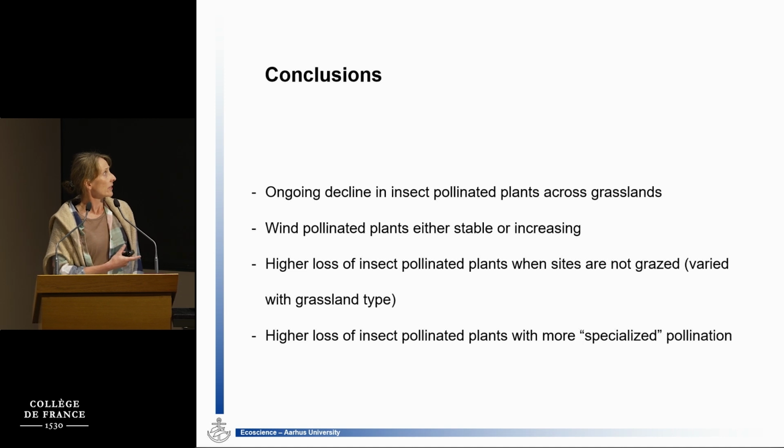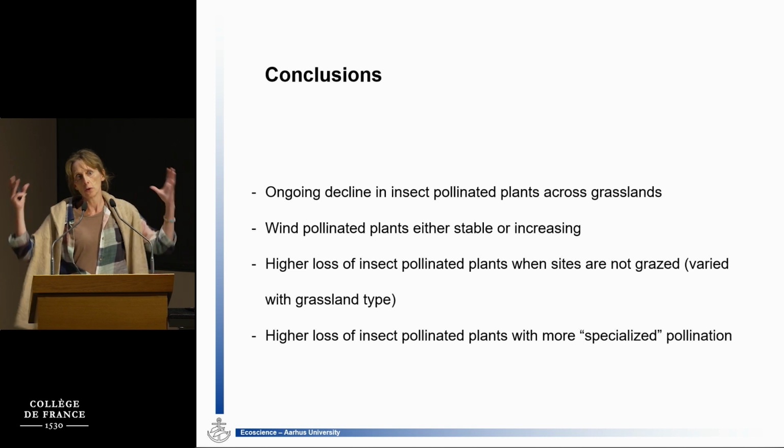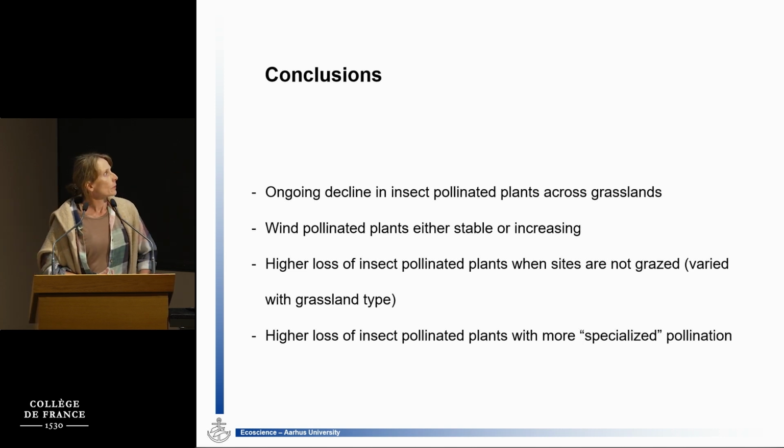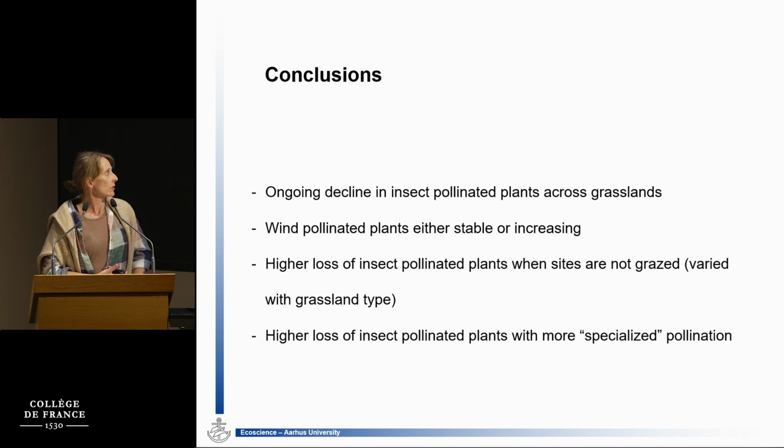There's also a tendency that the higher loss of insect pollinated plants is associated with whether or not the site is managed by grazing, so sites not grazed are damaged or have severely lost species due to scrub overgrowth. And there was also a tendency to have a higher loss of the insect pollinated plants that had a more specialized pollination. And then you will end up with a couple more examples.